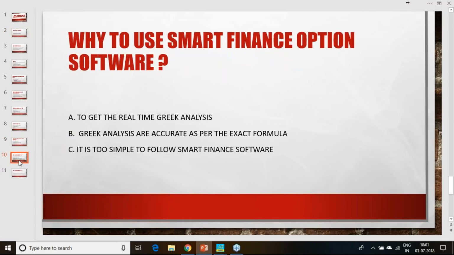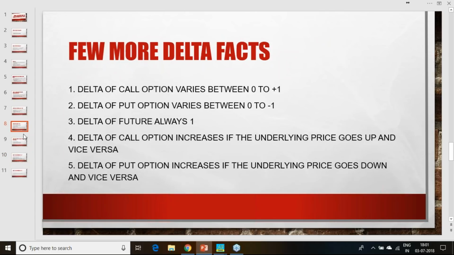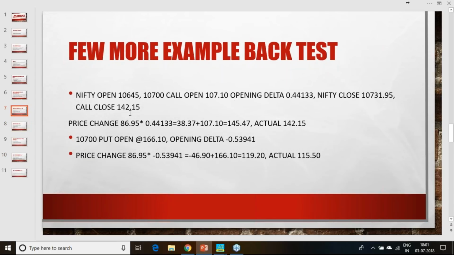I have calculated delta here. I have given you some backtesting data, taking a call option and a put option. In the morning when the market opened at 10,645, I noted the premium and calculated delta. Based on delta, by day end, there was a change of 86.95 points. Price had gone up. Based on the delta, how much the premium should come and how much is really recorded? It was close to the value and a little bit of deviation is there. That is also because of the vega and theta factor.